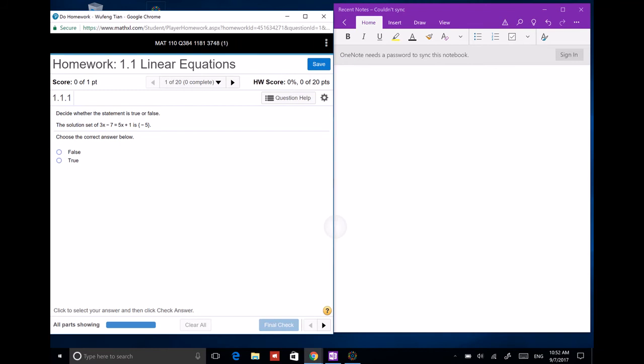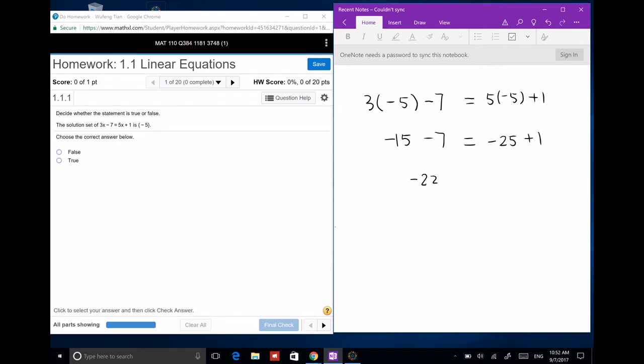The first question: a solution set of 3x minus 7 equals 5x plus 1 is negative 5. It asks you whether negative 5 is a solution for the equation or not. So we plug negative 5 into the equation. 3 times negative 5 minus 7 equals 5 times negative 5 plus 1. Now simplify: 3 times negative 5 is negative 15, minus 7, equals 5 times negative 5, negative 25, plus 1. So negative 22 equals negative 24. Well, this equation is false.